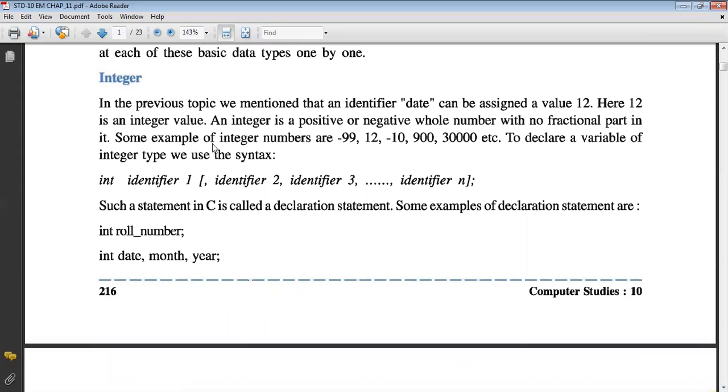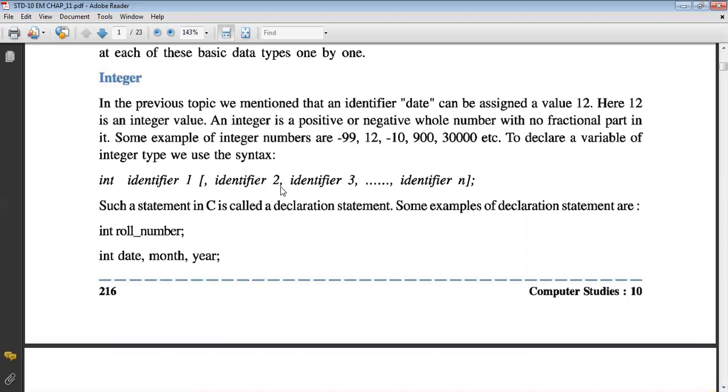In the previous topic, we mentioned that an identifier date can be assigned the value 12. Here 12 is an integer value. An integer is a positive or negative whole number with no fractional part. Why are we using the integer data type? When our value has no fractional part.